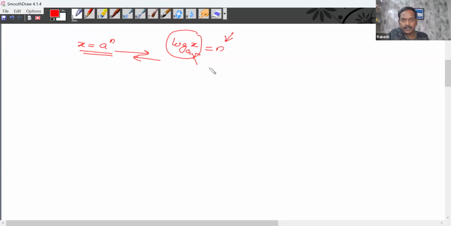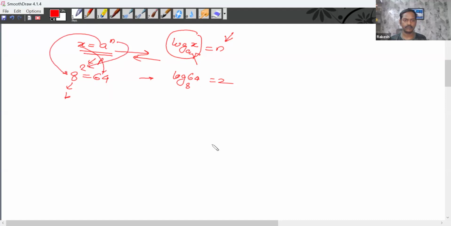As I said, this can be written in this particular format. So let us write down some numbers in this format and convert them into logarithm format. For example, if 8 squared is written as 64, I can write it in logarithm format. I know that this is the power and this is the base. So it will be written as log of 64 with base 8, and that is equal to 2. You can just compare. Here the value of x is 64, the value of a is 8, and the value of n is 2.